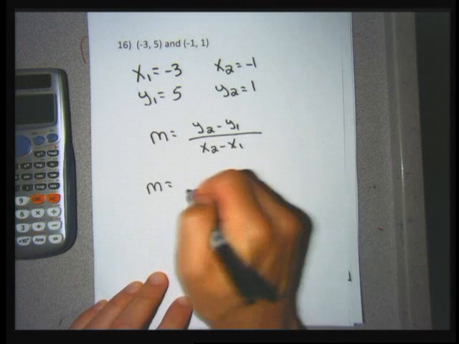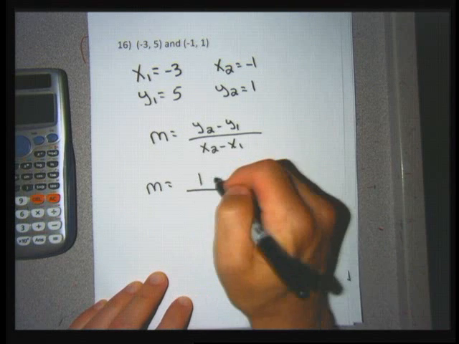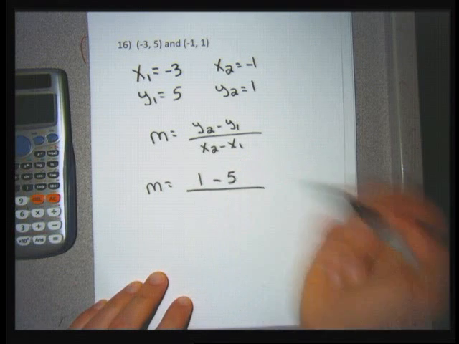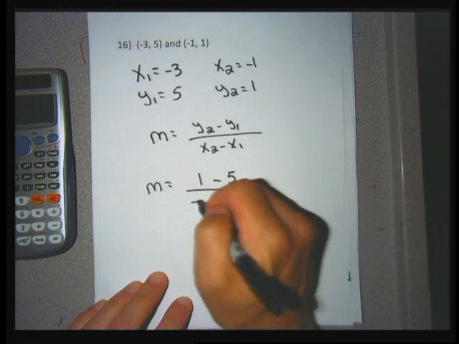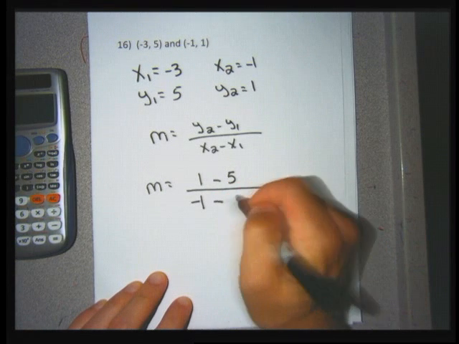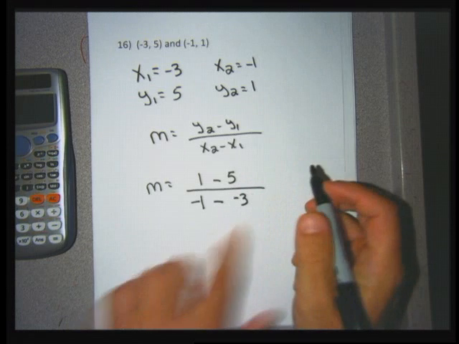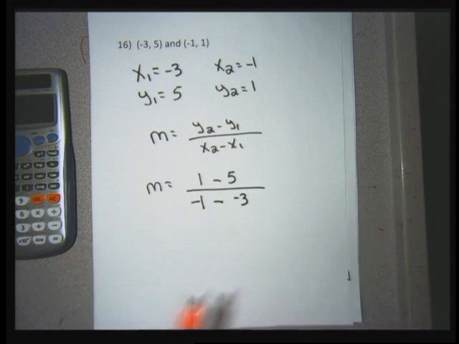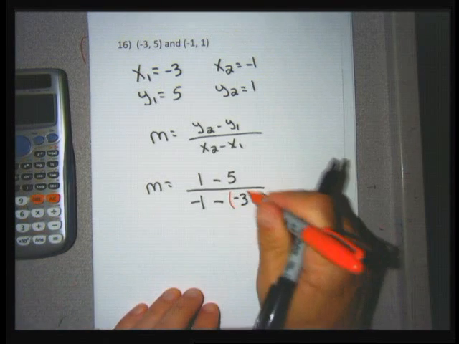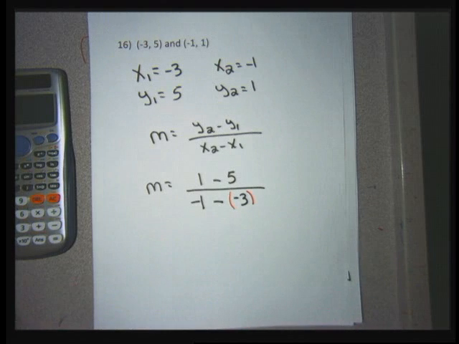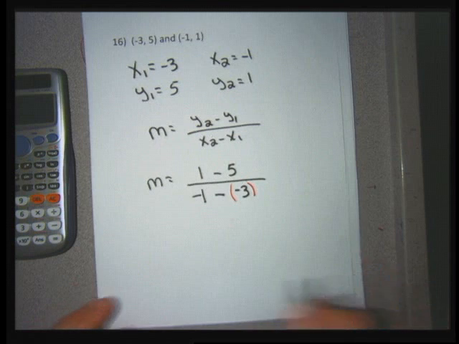Into that formula for y2, I'm going to plug 1. For y1, I'm going to plug 5. For x2, I'm going to plug -1. For x1, I'm going to plug -3. In the denominator, I have a double negative. Usually when you have a double negative, you capture that second negative in parentheses just to make it pop. You don't really need to have it, but it's nice to see it there.